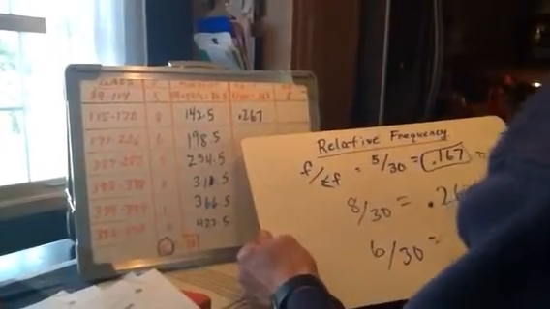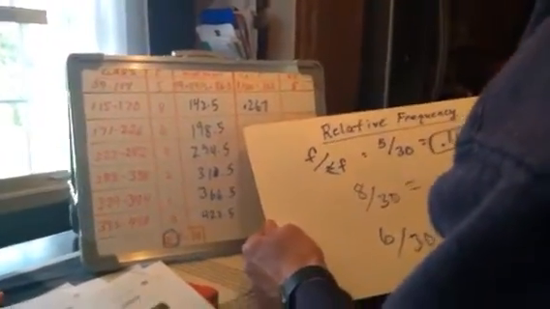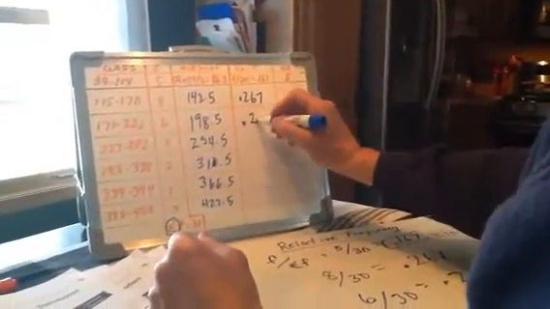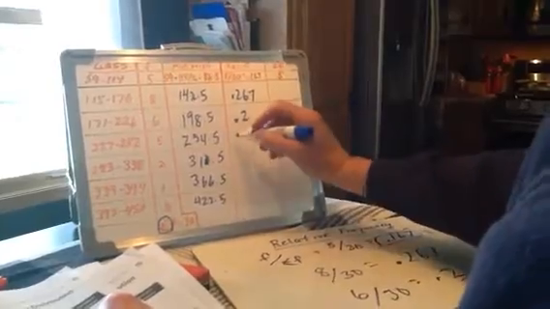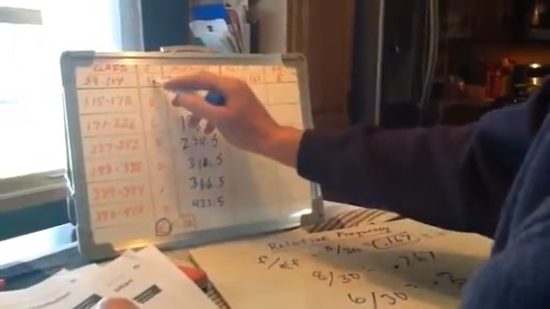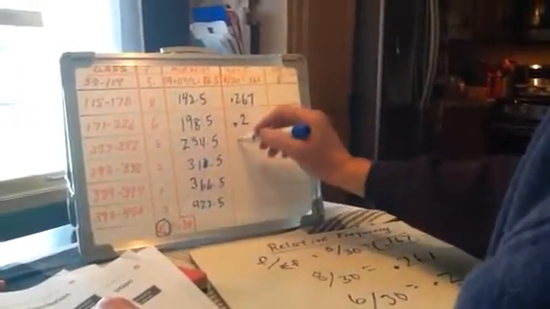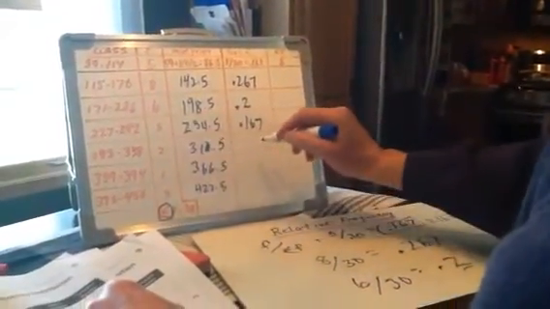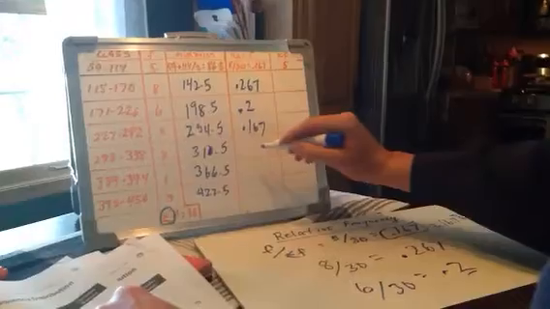6 divided by 30 was 0.2. I think you guys should be okay with that. Again, if you get in trouble, I always like it when you get a repeat. So there's a 5; we just take our answer here, 0.167. 2 divided by 30 was 0.067.